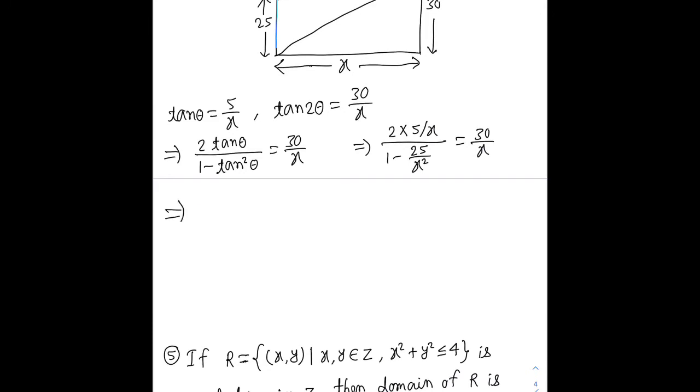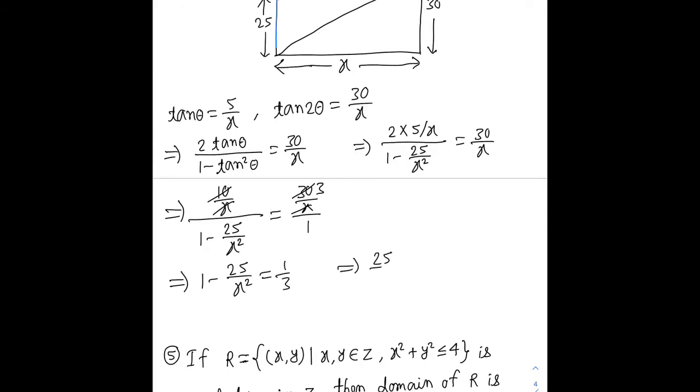Or otherwise you can also write it like this: 10 by x divided by 1 minus 25 by x square, and that is equal to 30 by x. The denominator you can assume as 1. Now you can cancel x and x. 10 into this is 3 times. Now if you simplify, 1 minus 25 by x square would be nothing but 1 by 3. So then 25 by x square would be 1 minus 1 by 3, so that's 2 by 3.